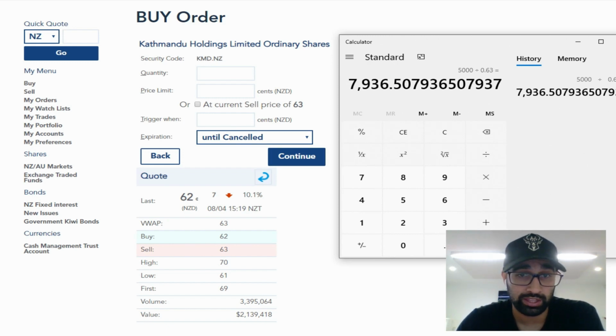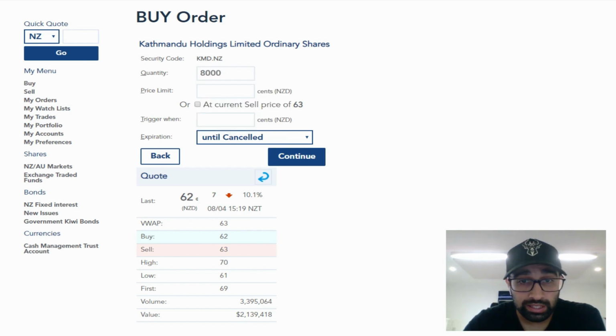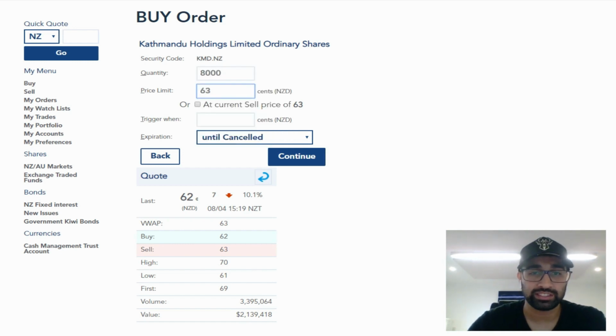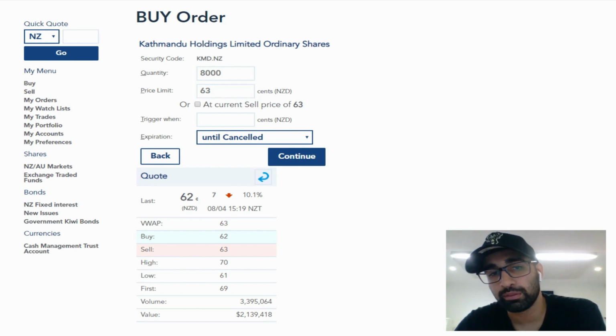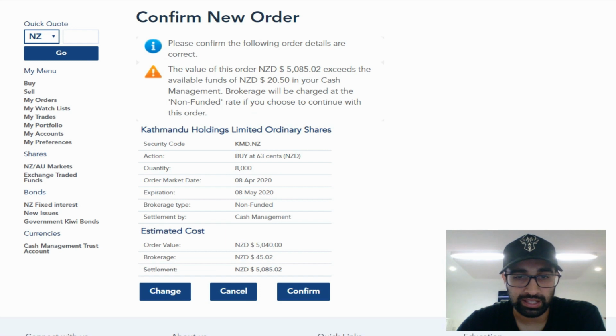So here, I'll do 8,000. I'll do 8,000 quantity here, and we're buying it at 63 cents, which is the current market price. And then we simply press continue, and there you go. So around about $5,000 worth here. So now we know how to buy shares.